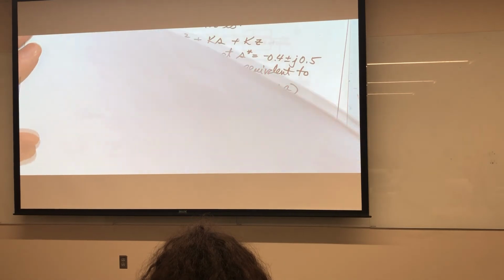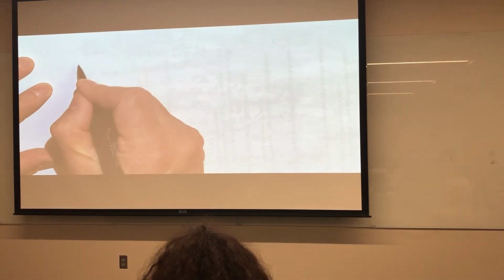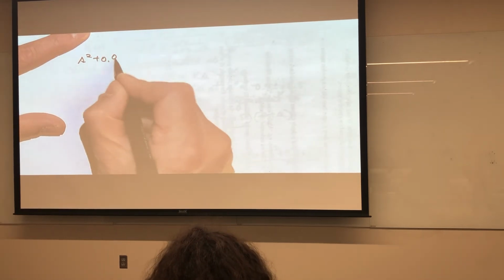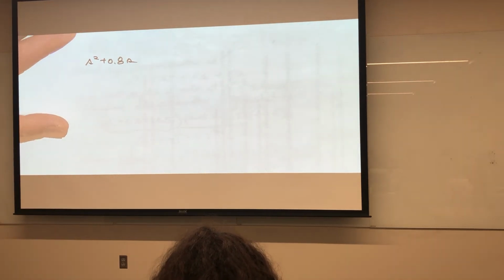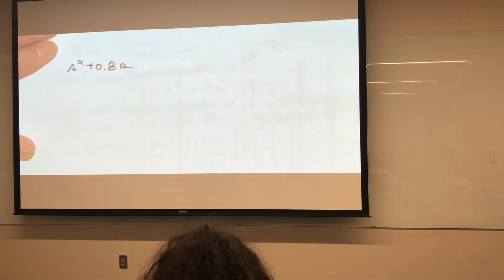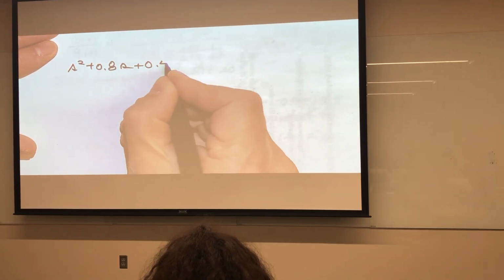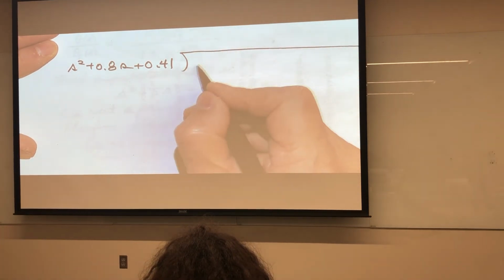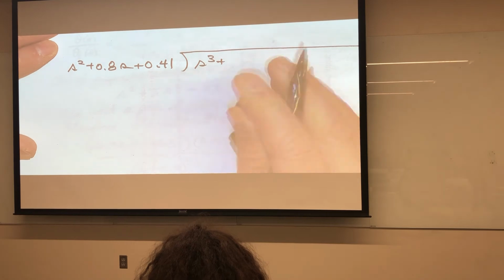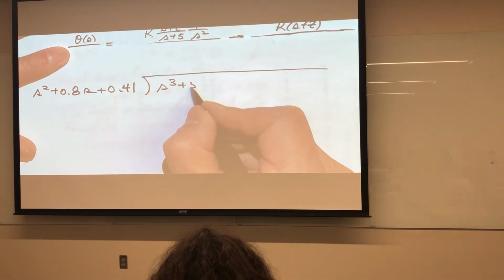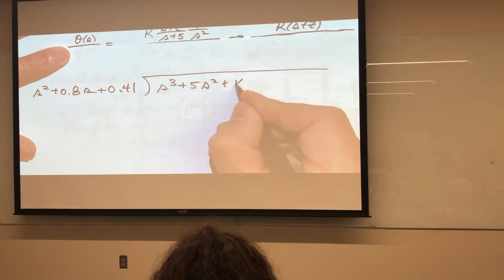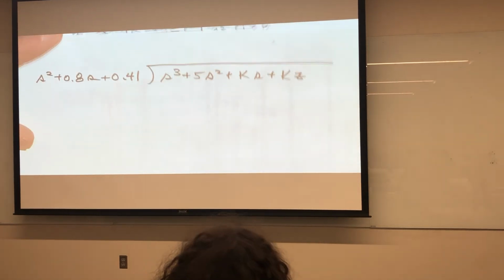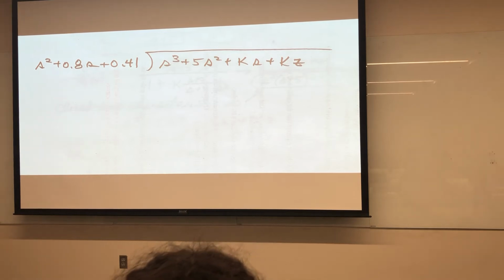All right. So what we're saying is that s squared plus 0.8s plus 0.41, this is that second order factor, should divide perfectly into s cubed plus 5s squared plus ks plus kz. Okay, so now we're going to do long division.